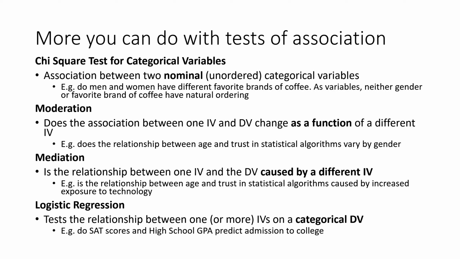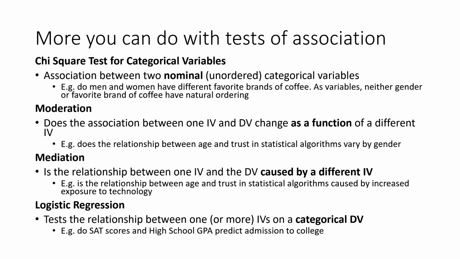There's mediation analysis, which is whether the relationship between the independent variable and the dependent variable is caused by a different independent variable. So an example might be the relationship between age and trust in statistical algorithms might be caused by increased exposure to technology. So it may be that younger people just tend to have more exposure to technology, and that's why they trust statistical algorithms a little bit more than older people. But in cases where older people also have more exposure to technology, they may also trust statistical algorithms more. So this may be a mediating variable that causes this apparent correlation.